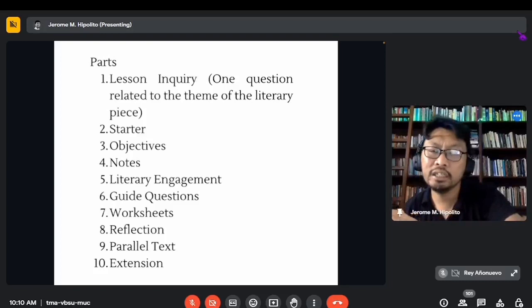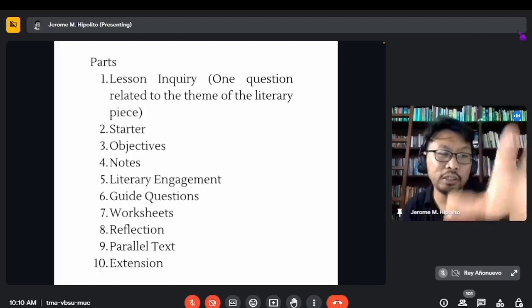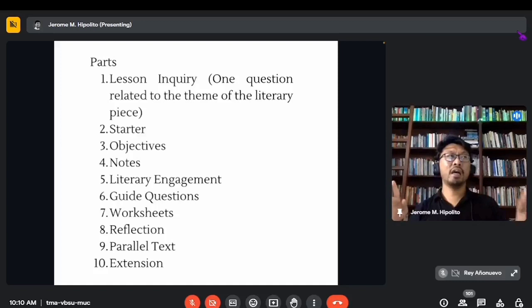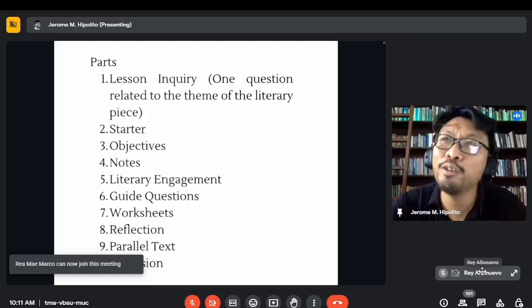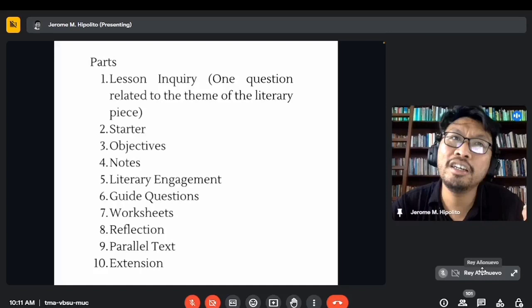maghahanap yung teacher na nagsulat ng Lipwas ng mga parallel text, ng mga the same text na having the same style of the text being learned in a particular chapter. And then there's an extension. Extension is the ending. See how playful the words are. Not anymore ending, but extension. Not anymore post-reading.